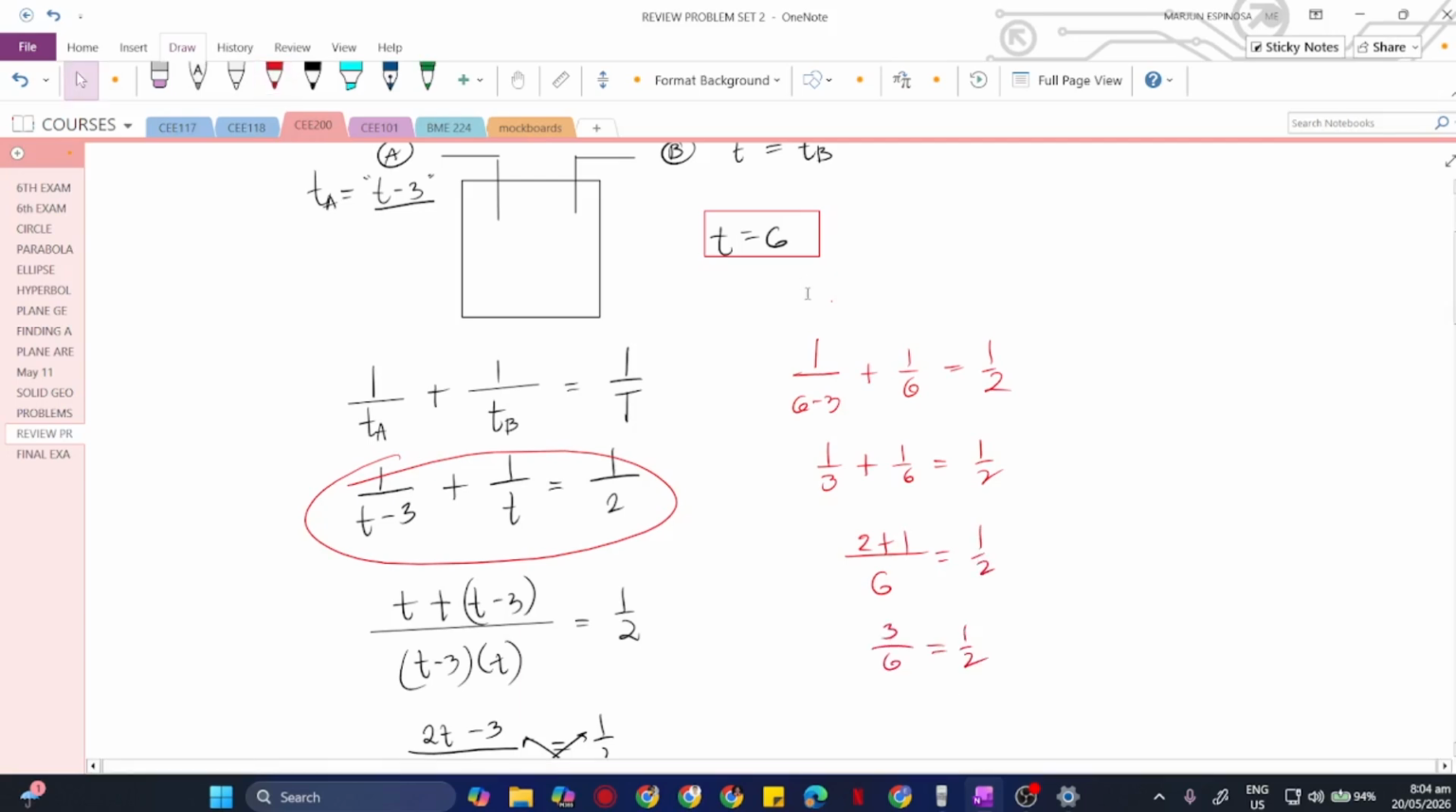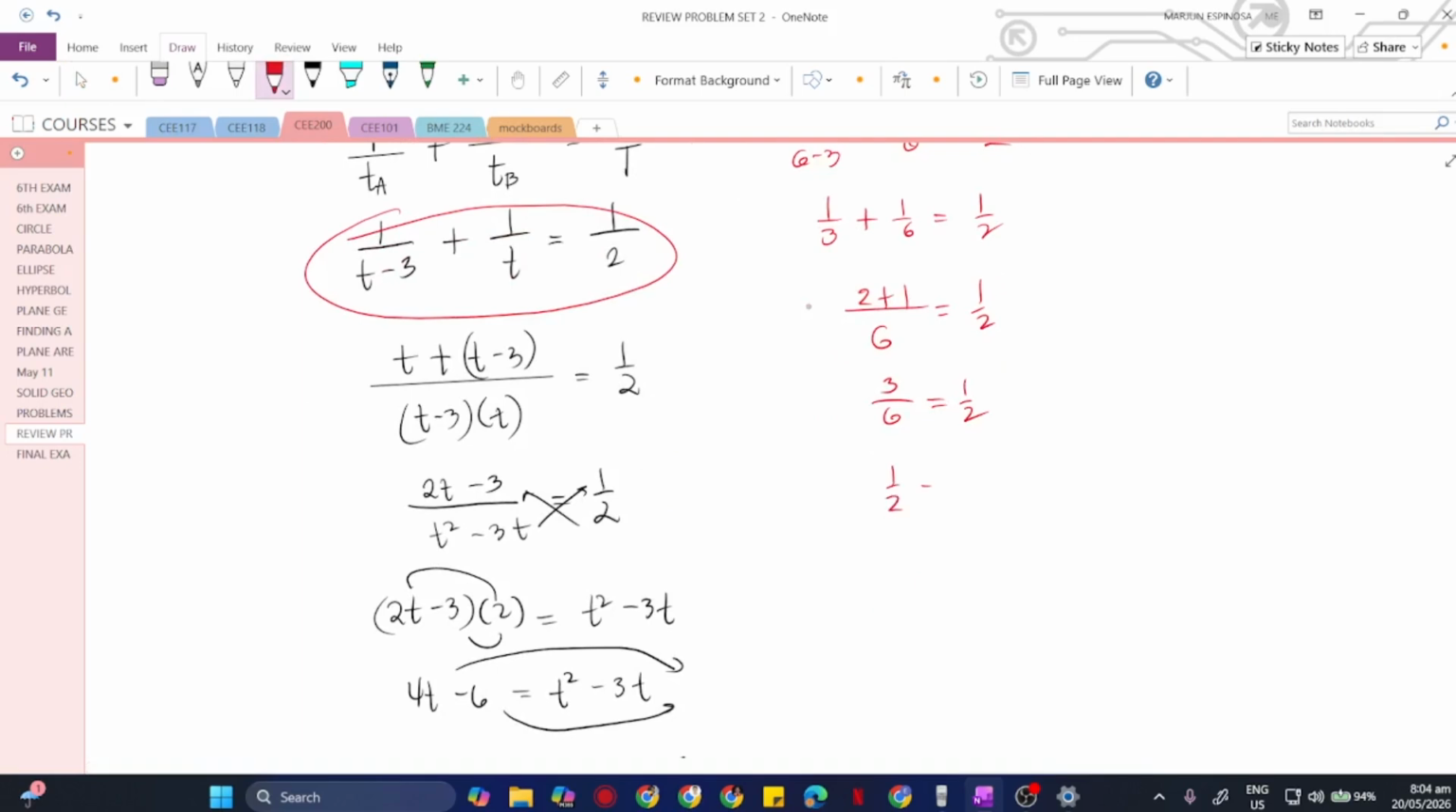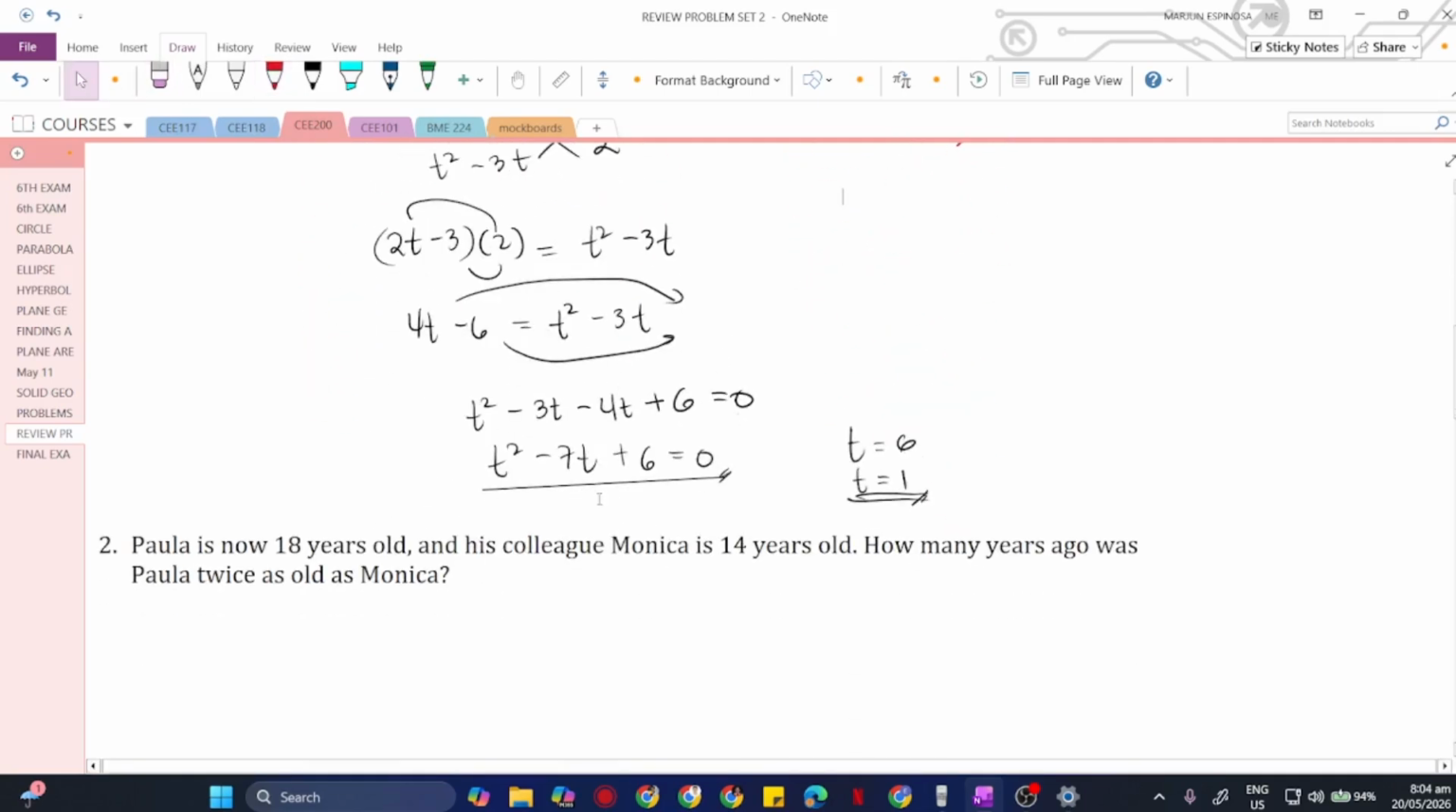So, what is 3 over 6? That is still equivalent to 1/2. So, 1/2 is equivalent to 1/2. So, that is correct. So, yung tamang sagot nito would be 6. Okay, ito ha. Diretso ko na sa calculator, but you can also do the quadratic formula.